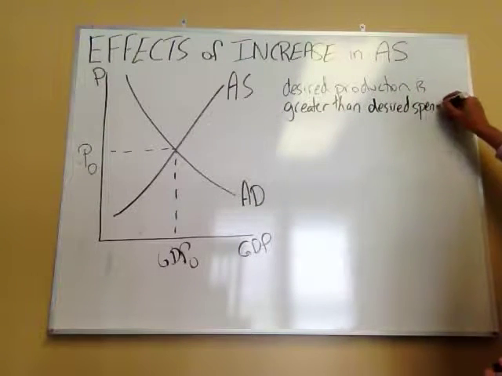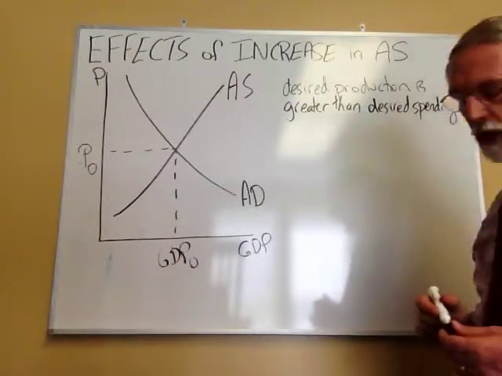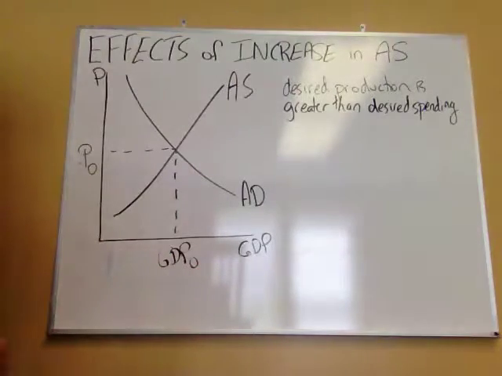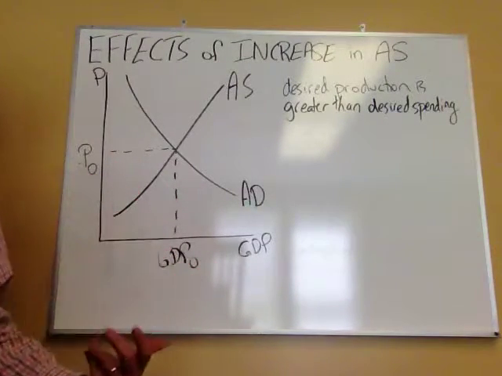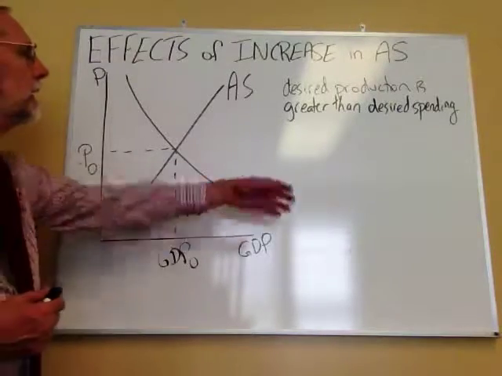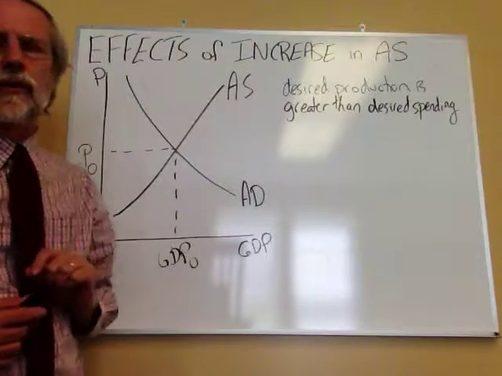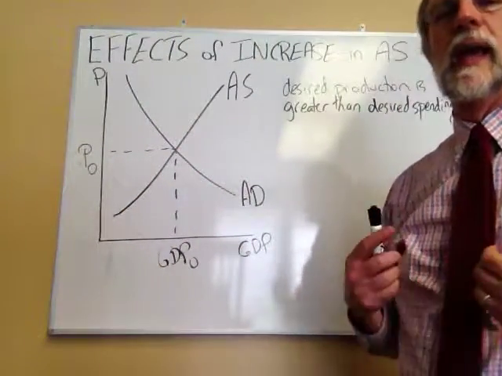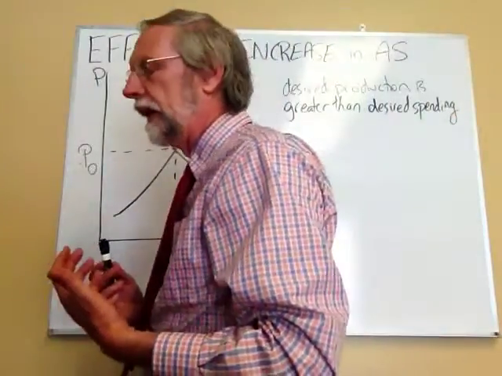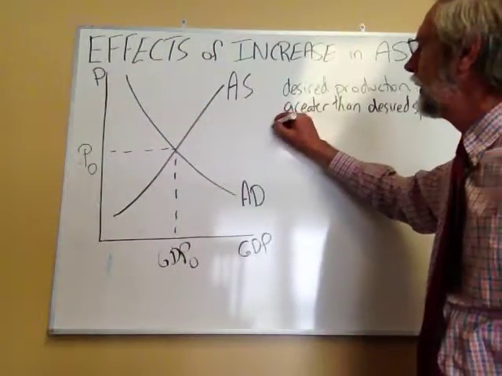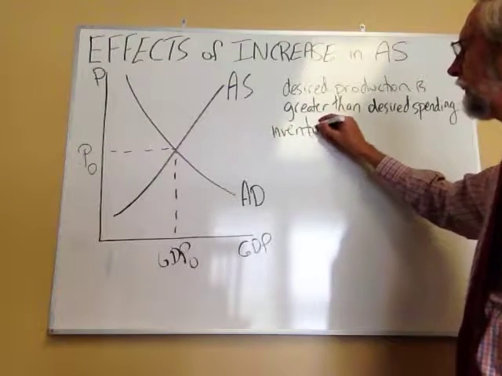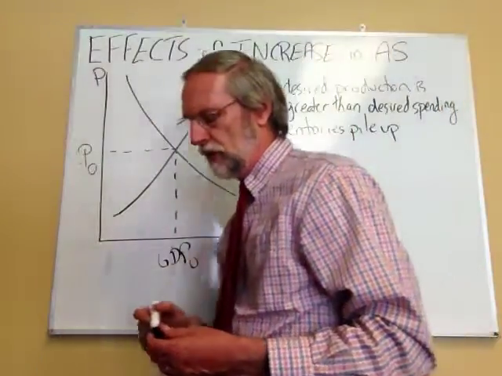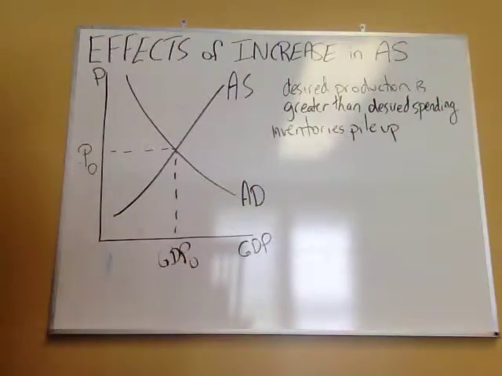And so this is how we're always going to analyze what happens when there's a shift in either aggregate demand or aggregate supply. We're going to compare desired spending and desired production. In this case, since desired production is greater than desired spending, that means that businesses are producing more things than consumers or other buyers are buying, and so inventories are going to pile up. Businesses find their inventories piling up because the production is greater than the desired amount of spending.